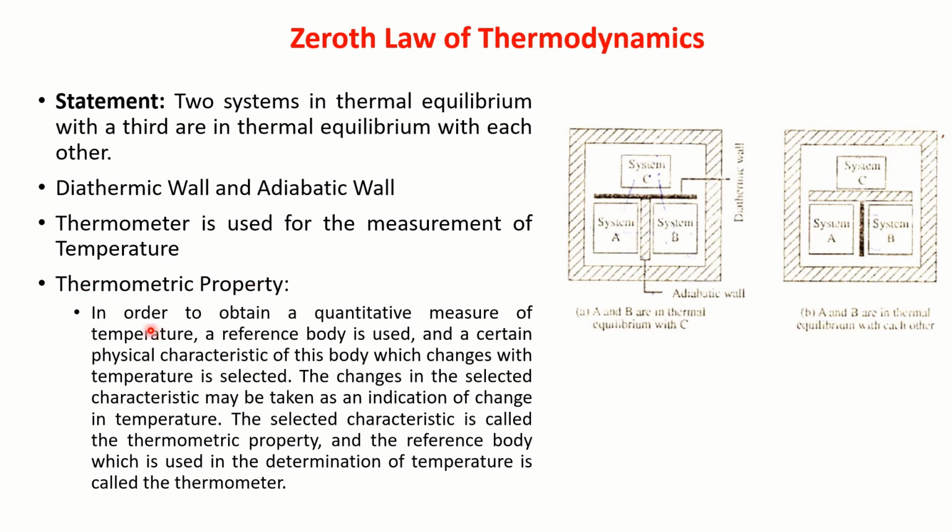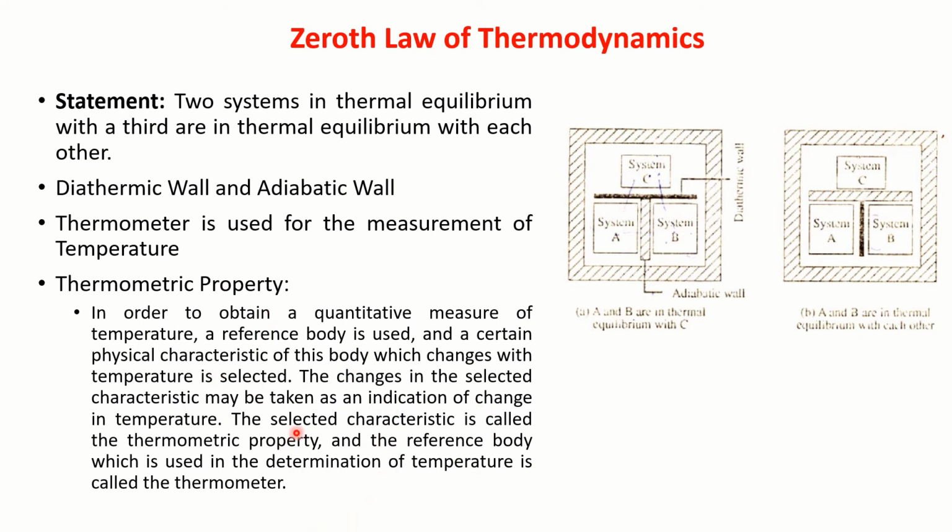In order to obtain a quantitative measure of temperature, a reference body is used, and a certain physical characteristic of this body which changes with temperature is selected. The physical characteristic can be a change in volume, a change in pressure, a change in temperature, a change in EMF, anything like that. That physical characteristic is what we call the thermometric property.